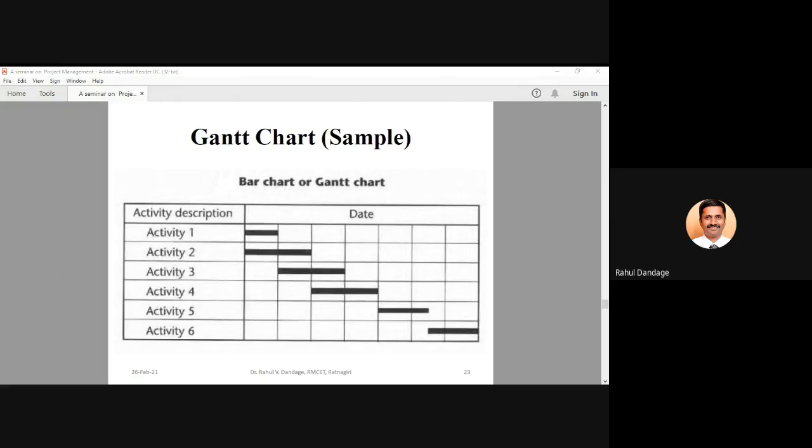If the diagram is clearly visible to you, you can answer this question. Yes, anyone? Suraj, how many weeks will be required to complete two activities if activity 2 is dependent on activity 1? Suraj, 2 weeks. 2 weeks or 3 weeks?